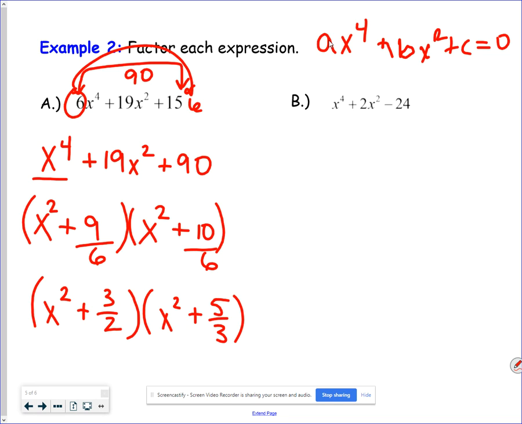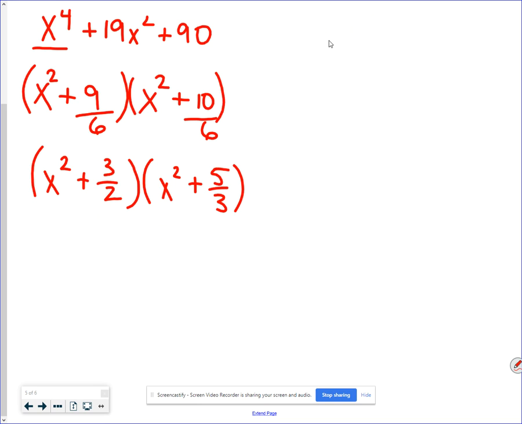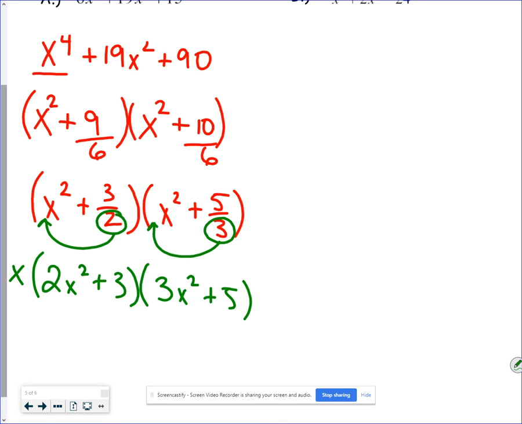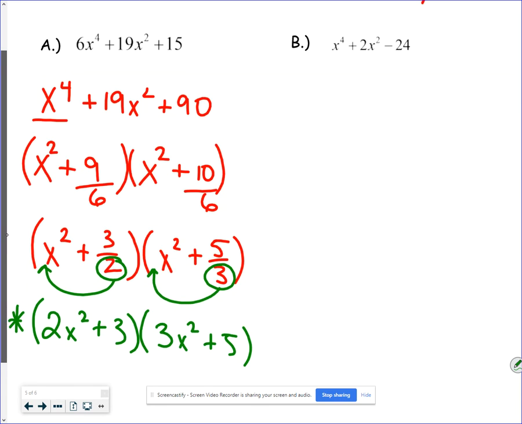So this 4th degree trinomial that we started with can be factored. It factors to the following quantities. The first one would be the quantity 2x squared plus 3 times the quantity 3x squared plus 5. Because remember, if you have a fraction when you're using slip and slide, you just slip your denominator into the coefficient of your x squared term. So if you multiply this together, you'll end up with what we started with.